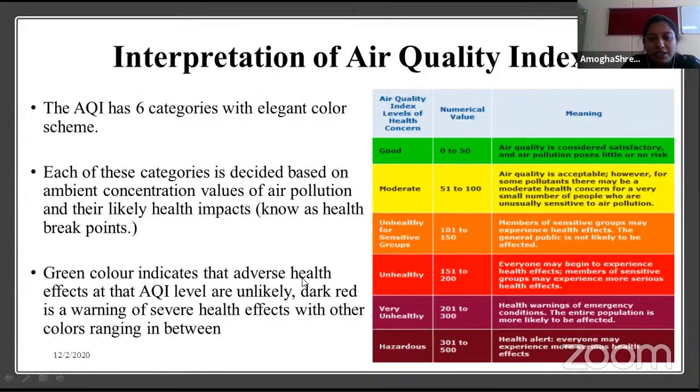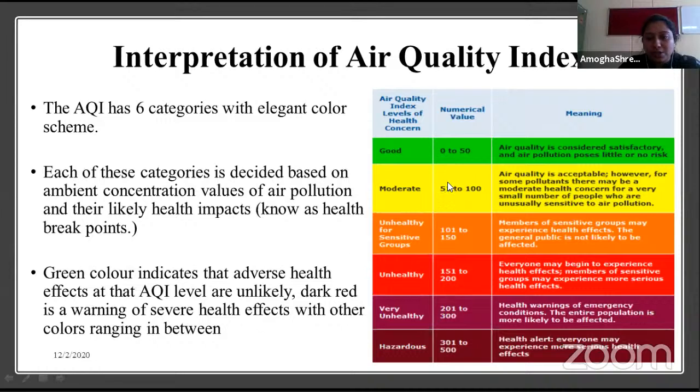So the green color indicates that adverse health effects at the AQI level are unlikely. If the value is between 0 to 50, it comes under green, and the health status is good, meaning that air pollution poses little or no risk. There may be a risk, but it is very little, or it may not be there. Similarly, the dark red or maroon color is a warning of severe health effects, with other colors ranging in between.